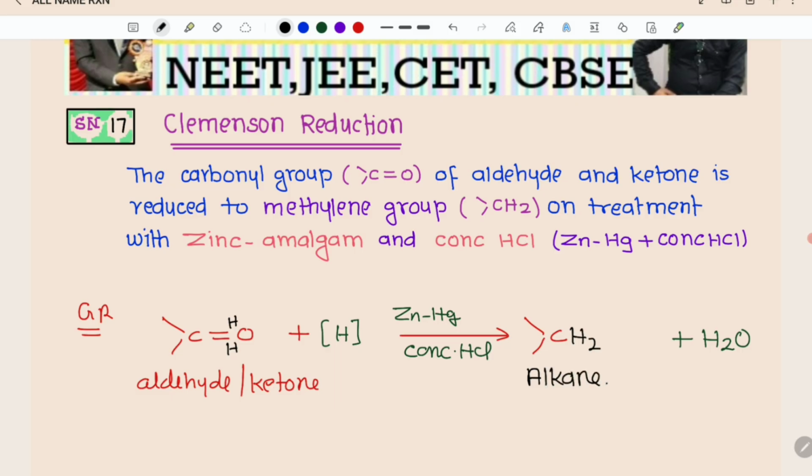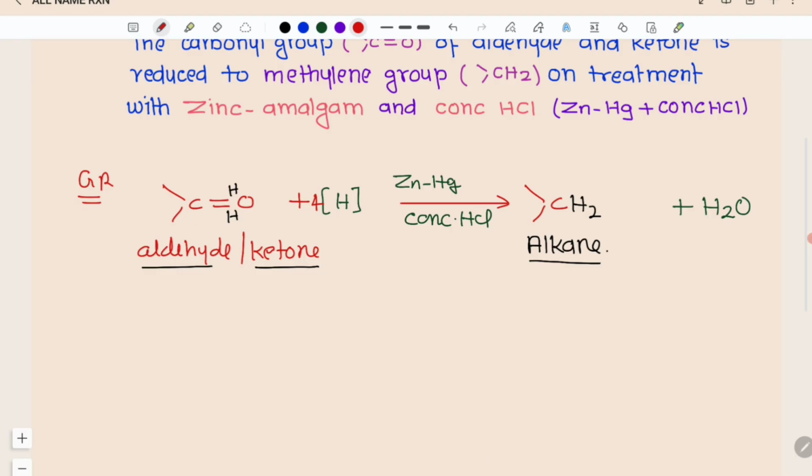So Clemmensen reduction is used to convert an aldehyde or a ketone into an alkane by using zinc amalgam and concentrated HCl. In this reaction we use a total of 4 hydrogen atoms. Now see proper examples of Clemmensen reduction.